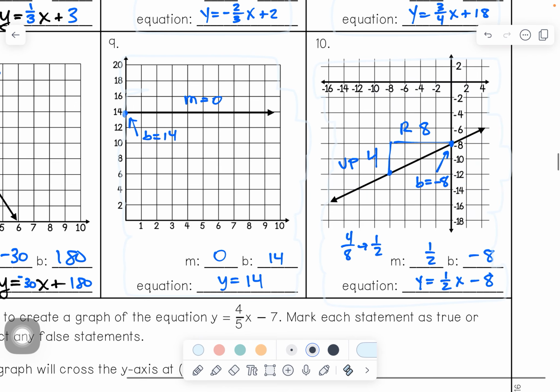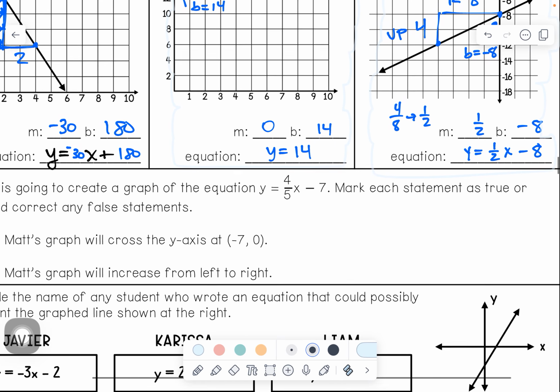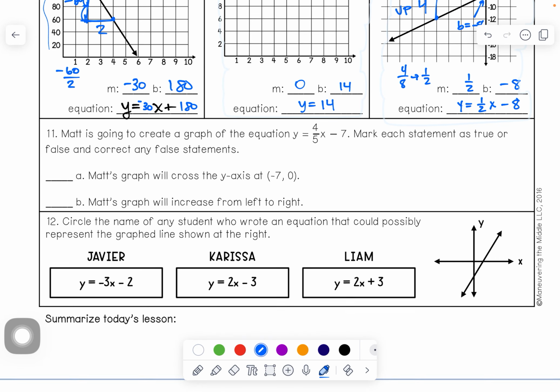And then last is number 10. Again, noticing here that both of my axes are counting by 2s, so I got to be careful. Even though my triangle looks like it goes up 2, right 4, it's actually up 4, right 8. That's positive slope, so 1/2 for my slope. I can see my y-intercept is at -8, so y = 1/2x - 8 when I build out the equation.